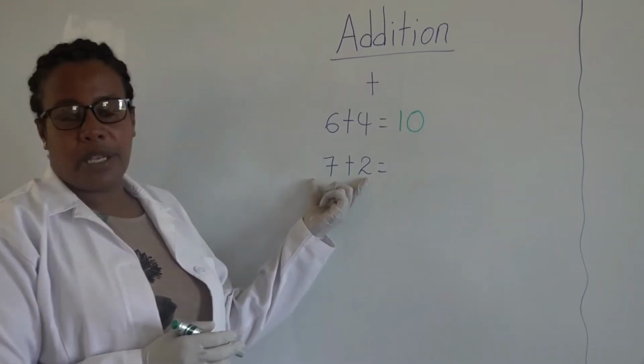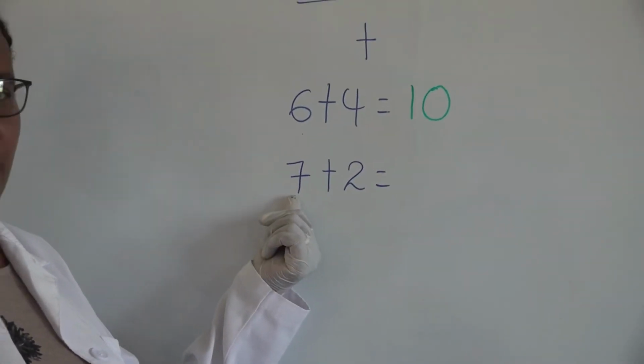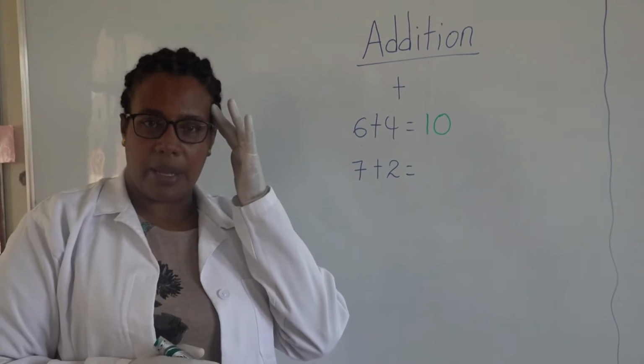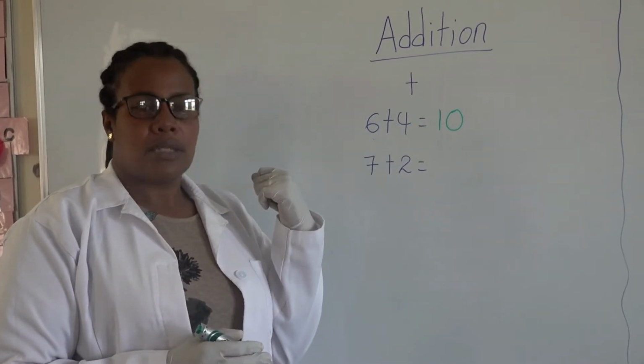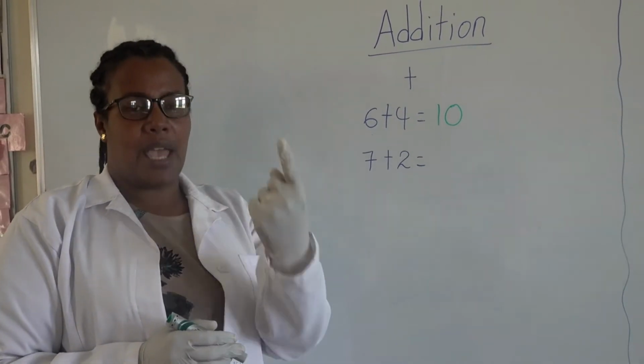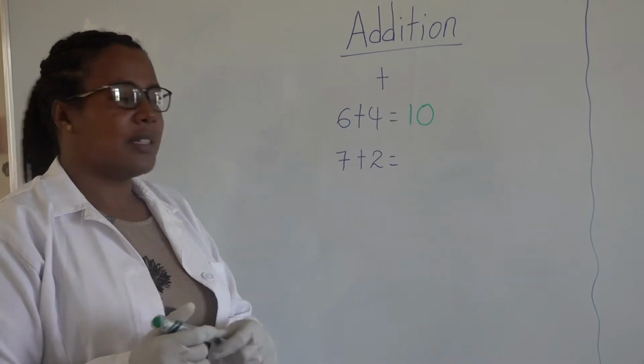Which one is the big number? Excellent. 7 is a big number. So let's put 7 in our mind, 2 with our fingers. 7, 8, 9. So the answer is 9.